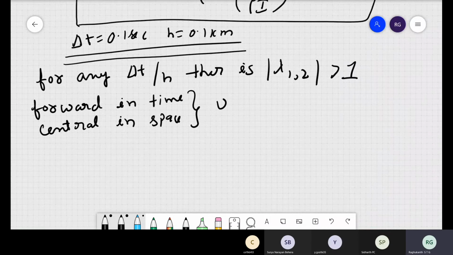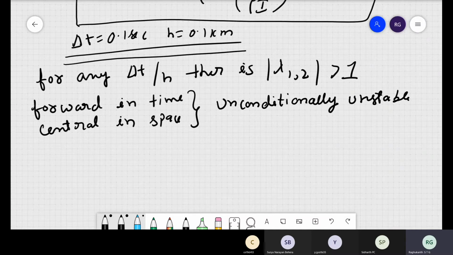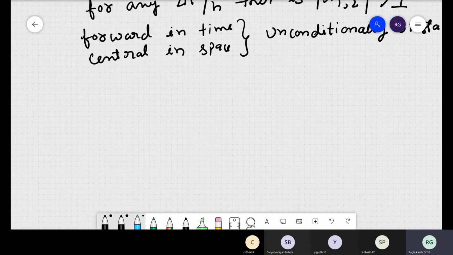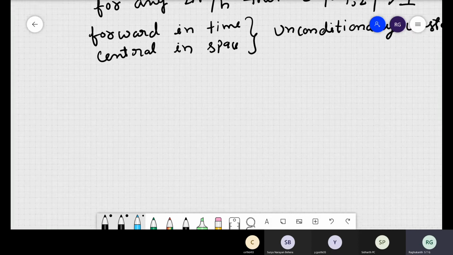So we call this unconditionally unstable, actually the worst case. Whatever delta t you take, whatever h you take, there is no use. Even if we reduce delta t, or reduce h, there is no option. It is a worst scheme. That's why in the velocity stress formulation, you should never use forward in time and central in space. This is a very important thing, why we use central in space, central in time.